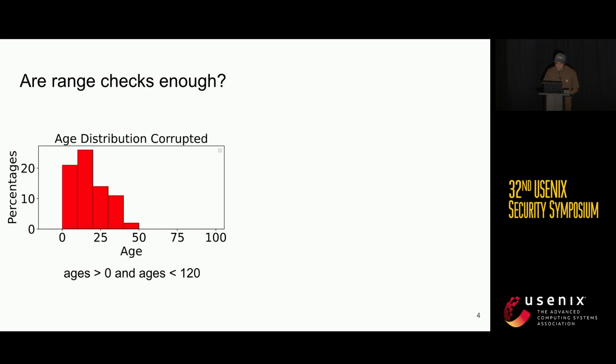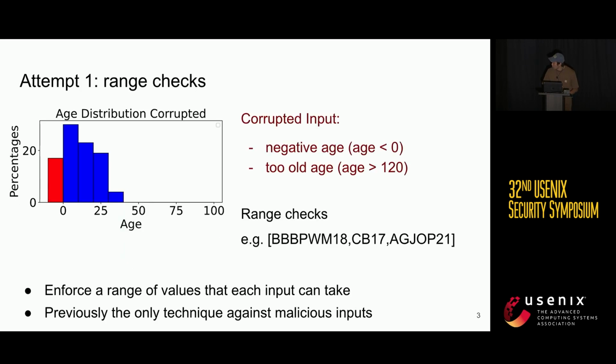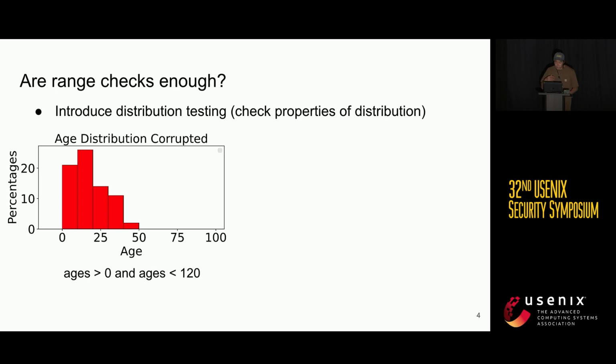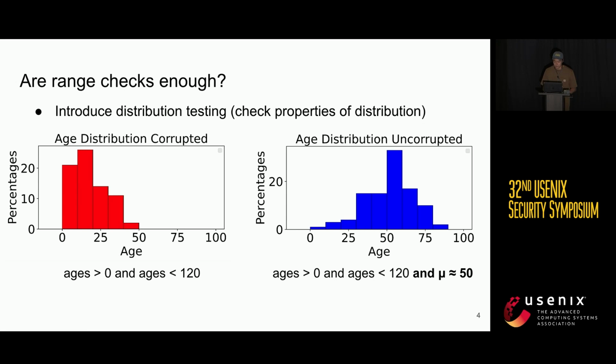However, are range checks enough? As we could see in the last example, all we did was filter out the negative age, but we can introduce something else known as distribution testing, which will check the properties of the distribution of the underlying data. By introducing a distribution test known as the mean check, we can check whether the mean of the distribution is approximately equal to 50. And we get a distribution very close to what we want in the end, which is approximately a bell-shaped curve. So as we can see in this example, combining distribution testing along with range checks is much more powerful than just range checks for checking the input.